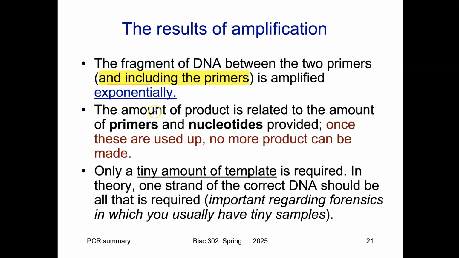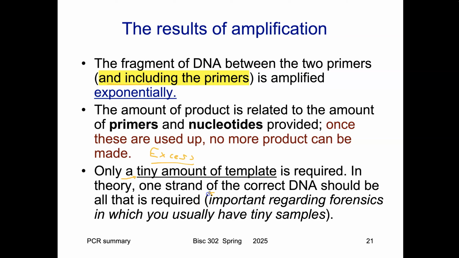And then the amount of product is related to primers and nucleotides. So once those are used up, you can't make any more product, which means when we set up a reaction, we generally use a few times more than we think we're going to need. So we put in excess amounts of the primers and of the nucleotides. And then only a very small amount of template is required. In theory, a single strand would be all that was required.